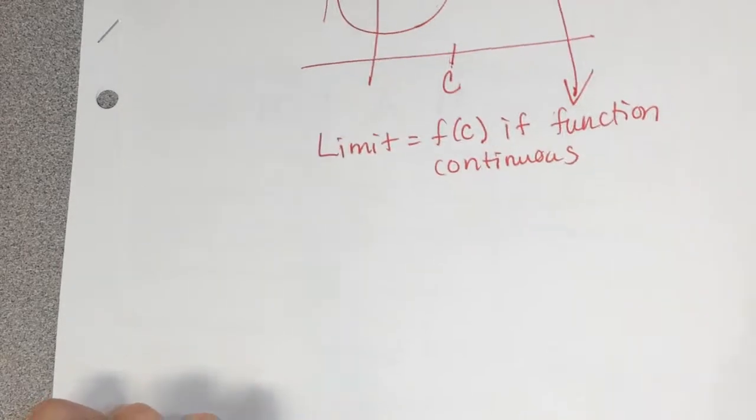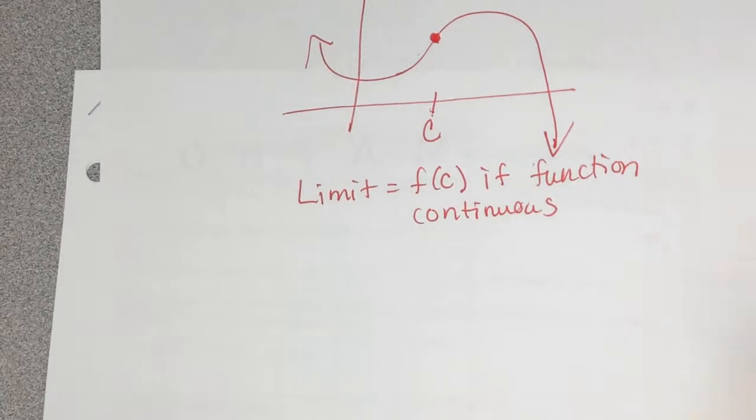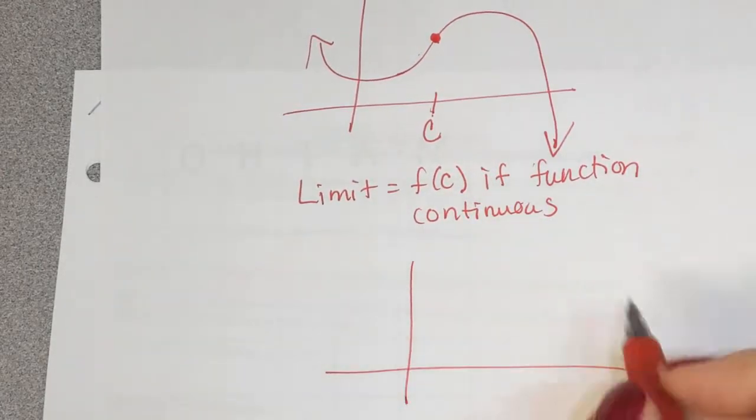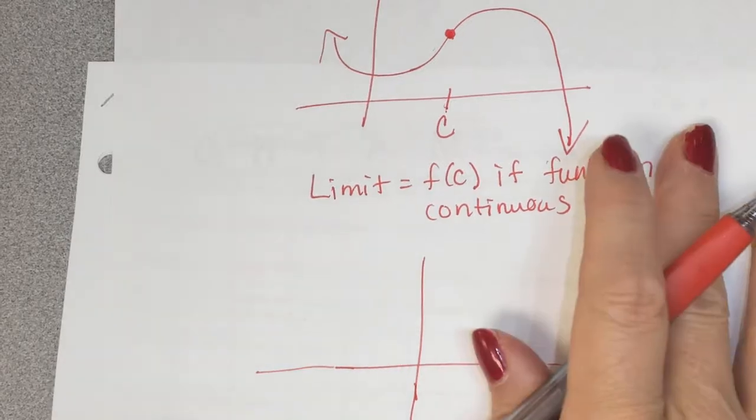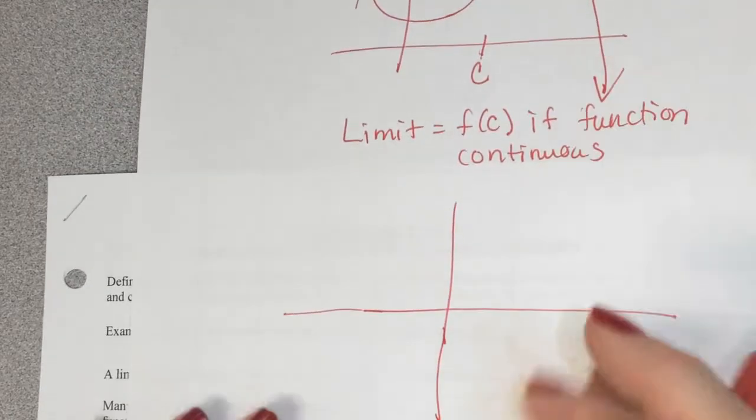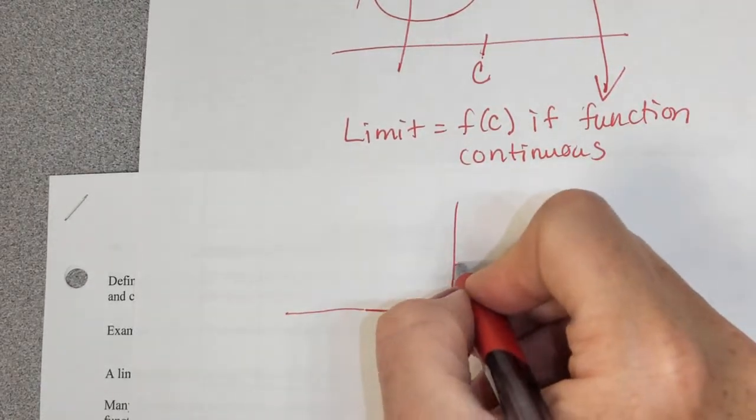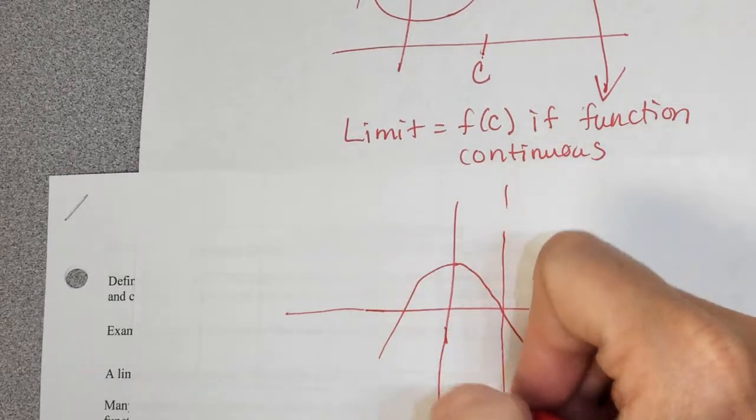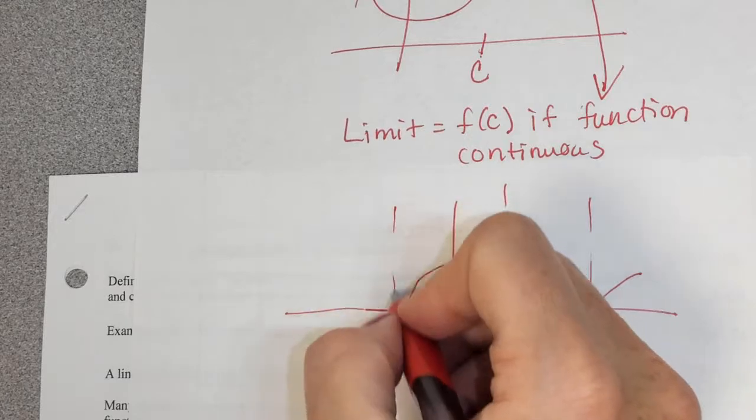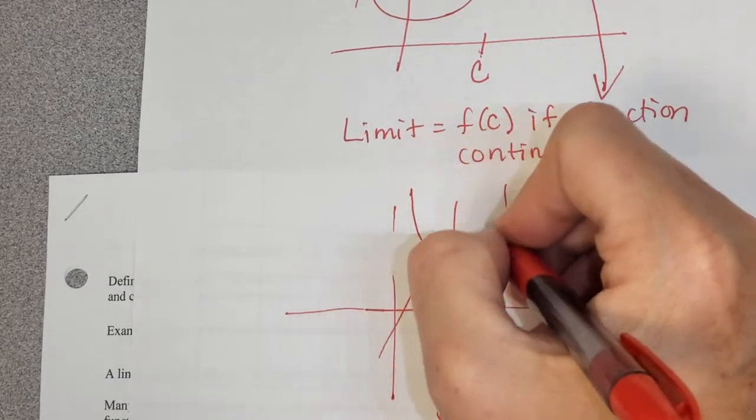The problem is sometimes we have functions that are not continuous. We might have a function like what you just had on your quiz, the secant curve. The secant curve comes from the cosine curve. It's got an asymptote here, asymptote here, asymptote here. So here's what the secant curve looks like.